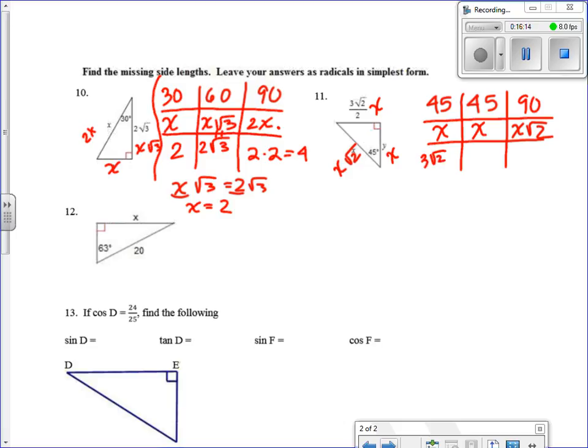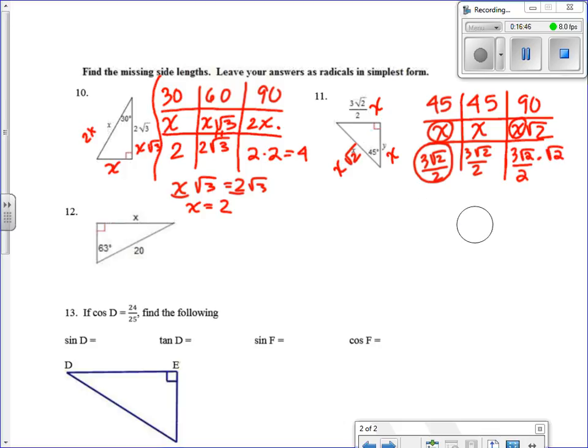3 radical 2, all of that over 2. Remember, whatever's here must equal what's down here. So x equals 3 radical 2 over 2. So this is also 3 radical 2 over 2. This one right here, this x, is 3 radical 2 over 2. So I'm going to replace that x with 3 radical 2 over 2, and it's being multiplied times the radical 2.